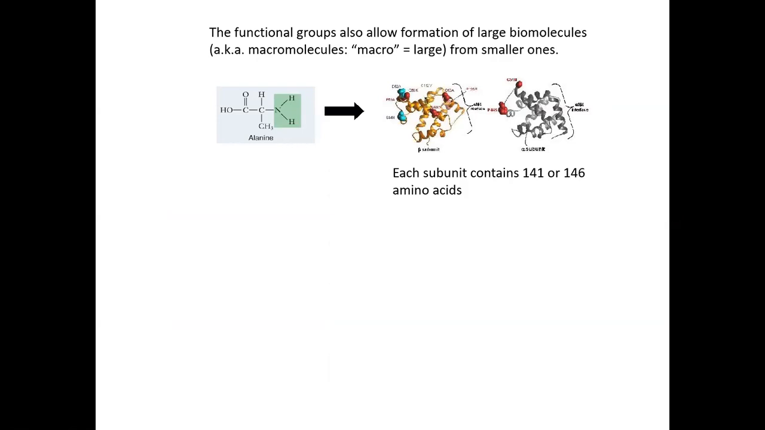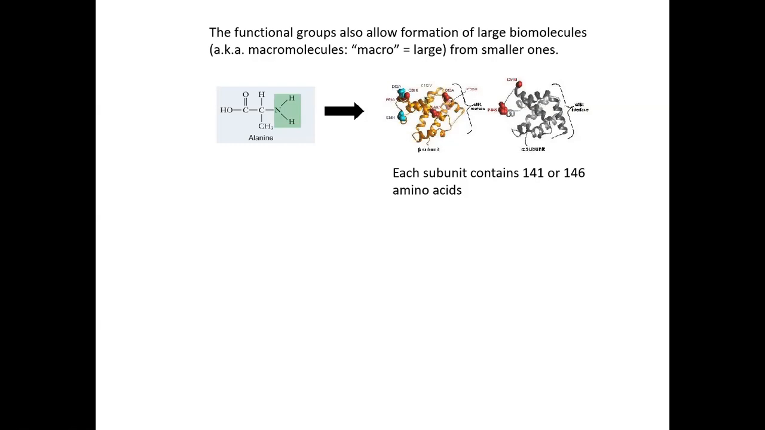Functional groups. These functional groups can also allow for the formation of larger biomolecules, which we call macromolecules, macro meaning large, where we form these larger molecules by joining together smaller molecules. So right here on the left, we have alanine. This is an amino acid.